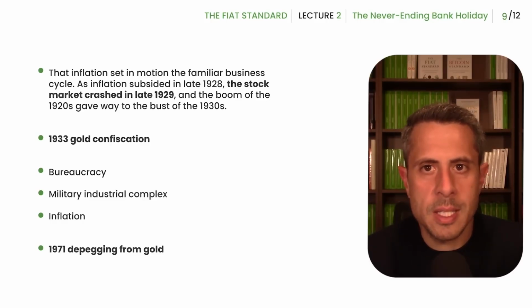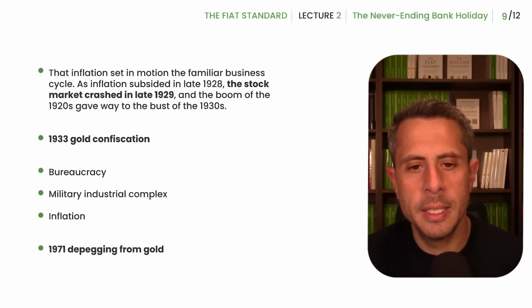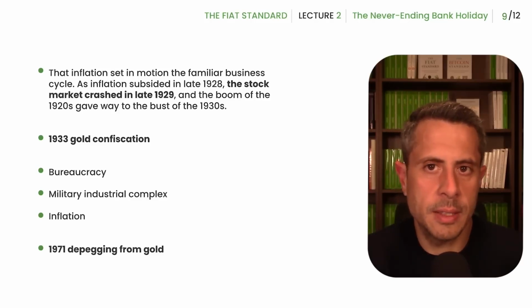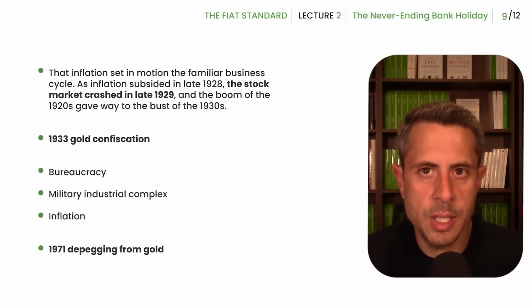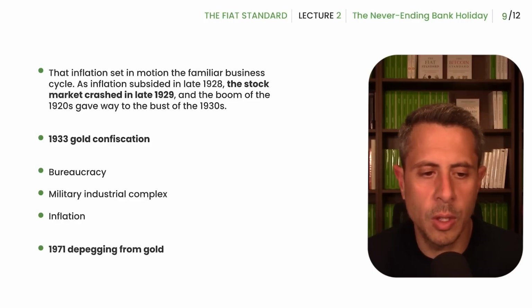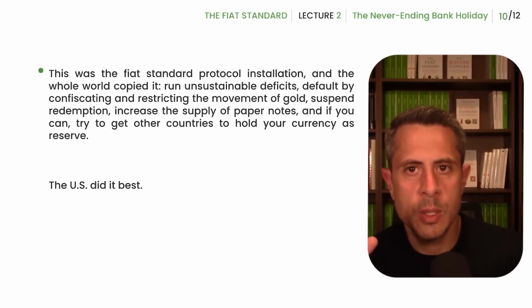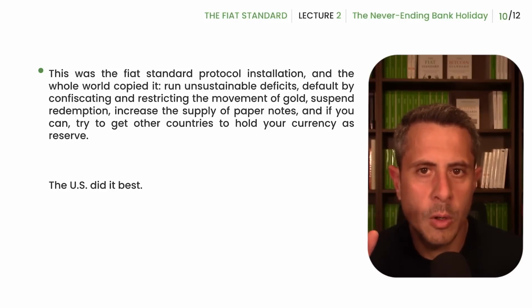But of course, as global central banks started to demand to take custody of their gold instead of the dollar reserves that they had, the U.S. had expanded its money supply significantly, and it could not meet all of those demands. And so, as a result, in 1971, they depegged the dollar from gold. So, in conclusion, this was really what I call the Fiat standard protocol installation. The whole world copied this process.